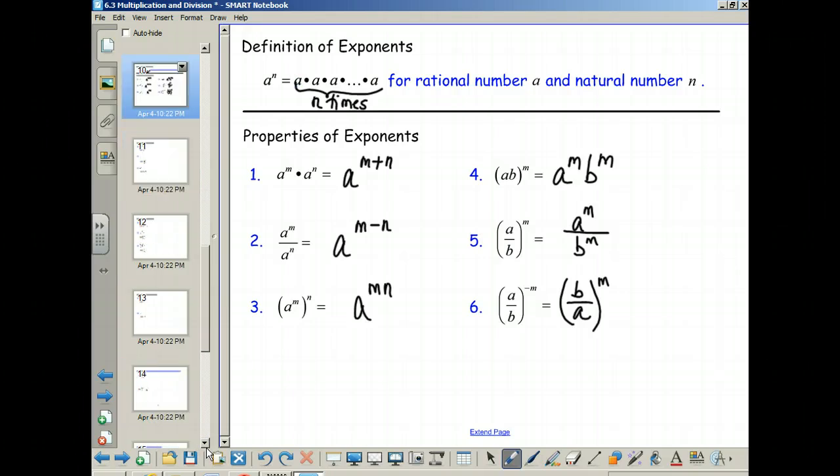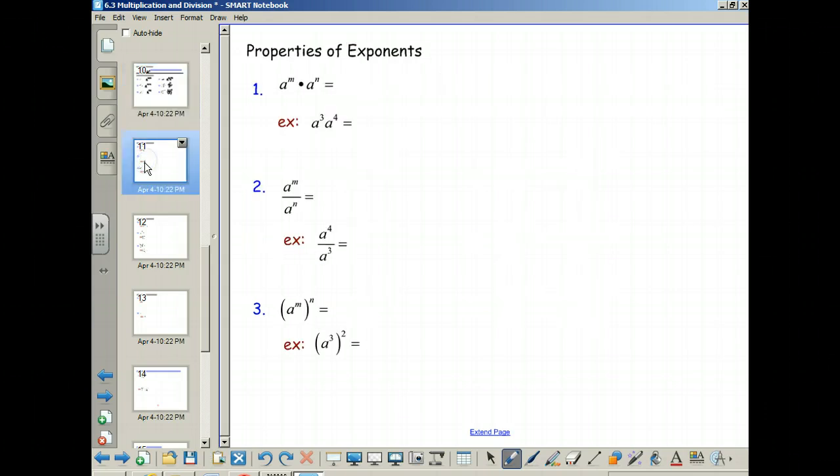Now what I want to do is show you why in the world these properties work. We're going to do them in most cases with some concrete examples. The first one is a to the m times a to the n, and I told you that should be the same as adding the exponents together. So we're going to give it a try and see if that works.